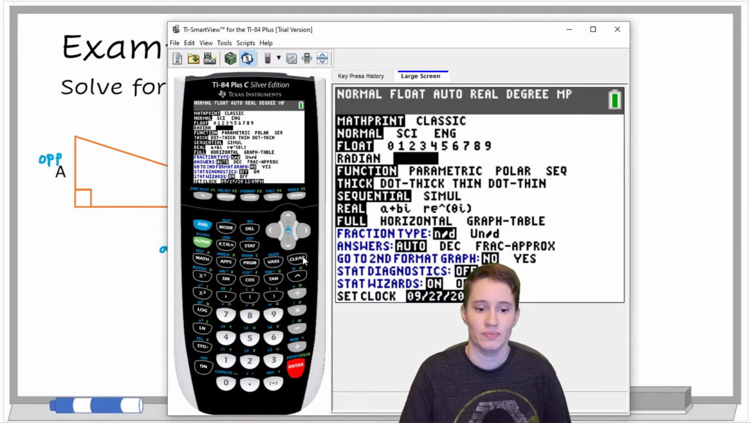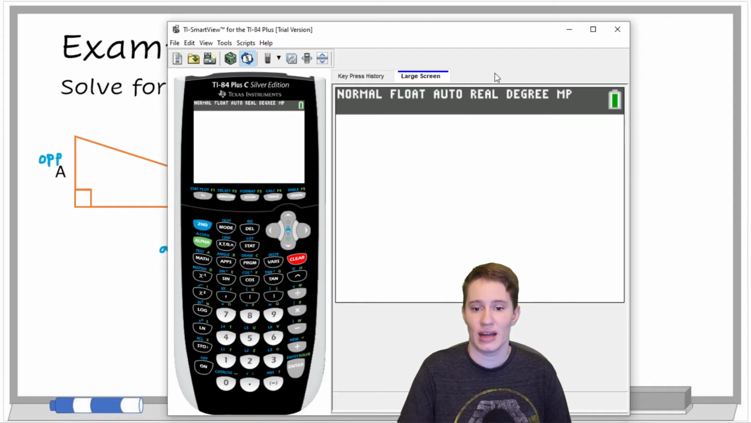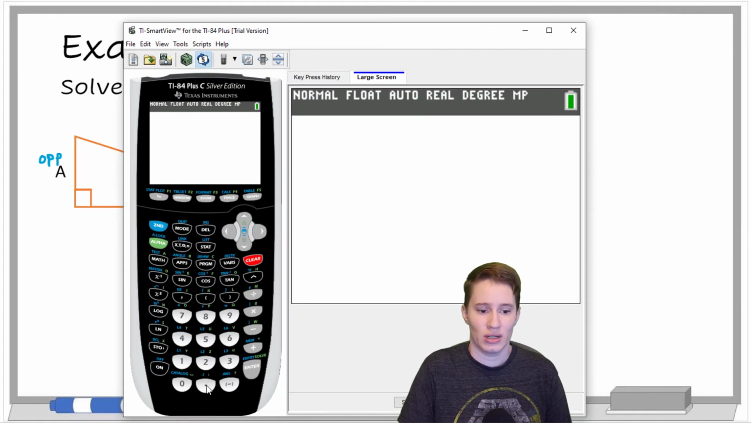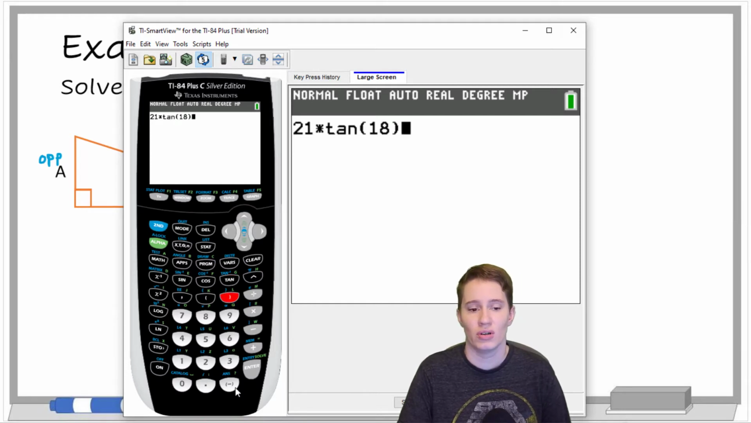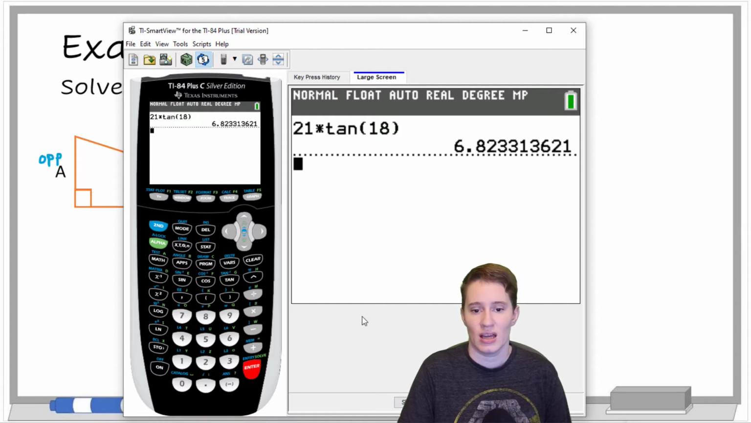So I press enter and then clear. And now mine says degree up here. If you have an older style TI calculator, it may not say it up at the top. Now I'm going to do 21 times tan of 18. And I don't need to put the degree symbol because the calculator knows anything inside of this is meant to be a degree because it's in degree mode. So I press enter, and my answer is this nice long number.